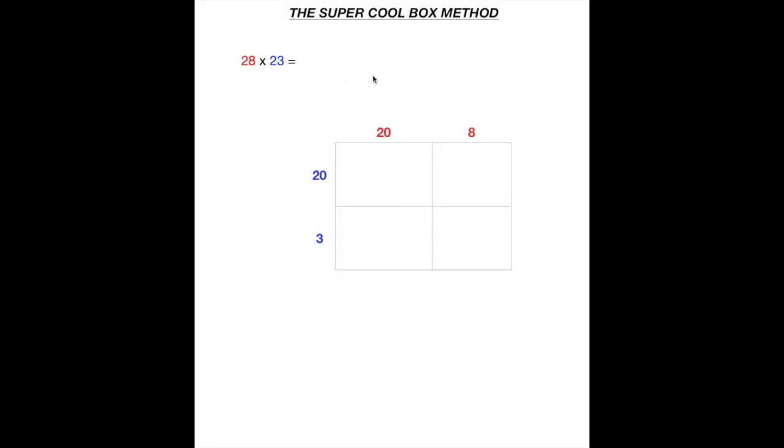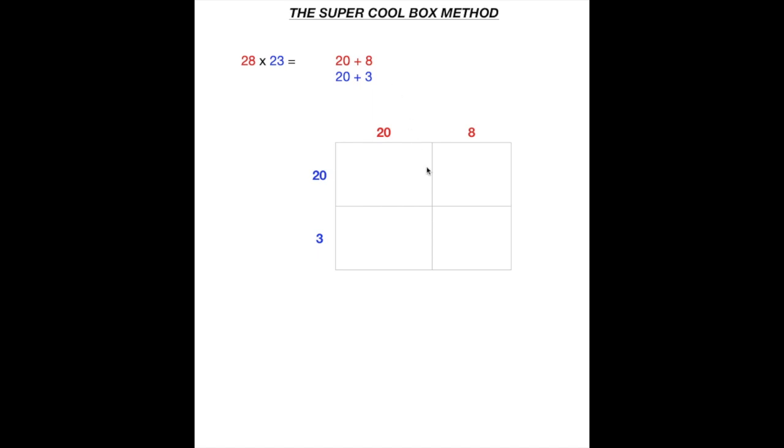Check this out. This is what I like to call the super cool box method of multiplication. Now, to do this, there's only one thing you really need to be remembering. Way back in September, October, we talked about how we expand numbers. So what does the expanded form of a number look like? A little review, and I'm sure you'll remember right away. So if we're looking at 28, what's 28 in expanded form? Well, 28 is 20 plus 8. That's 28 in expanded form. What about 23? Well, it looks very similar. 23 in expanded form is 20 plus 3.